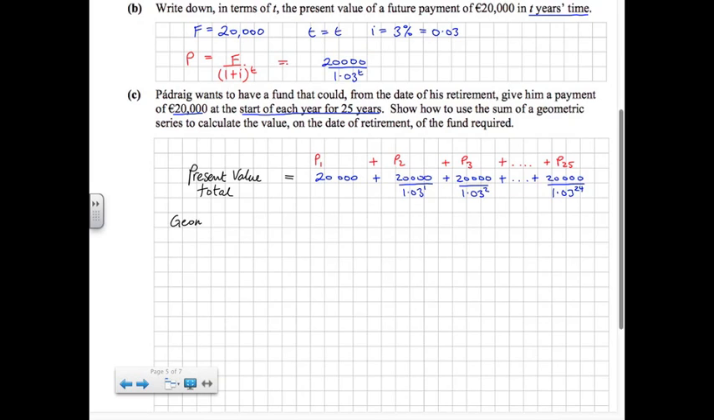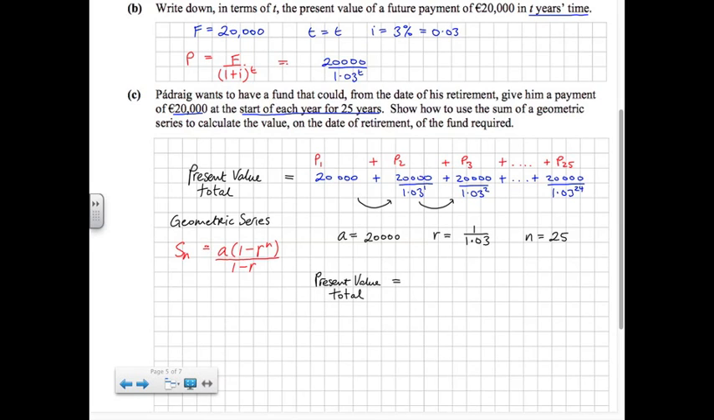Again, if we look up the tables, we see the formula for the sum of a geometric series, Sn, is given by a times bracket 1 minus r to the power of n all over 1 minus r, where a is the first term, r is the common ratio, and n is the number of terms. I'm going to call the first term 20,000. Our ratio going from one term to the next would be 1 over 1.03, and we see that there's 25 terms. Subbing these values into the formula, the total of these present values, which is our pension, sub it all in carefully, and then just take out your calculator, and using the fraction button on the calculator, we see this gives us a value of 358,710.84.